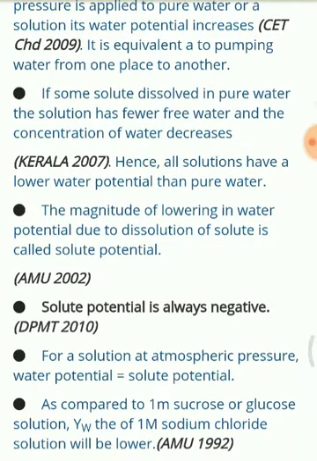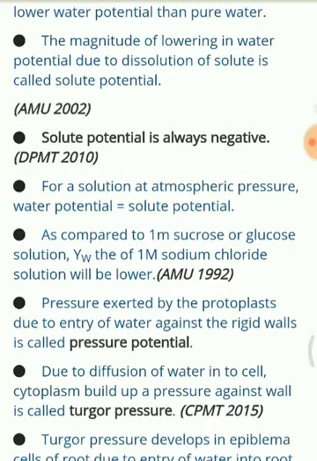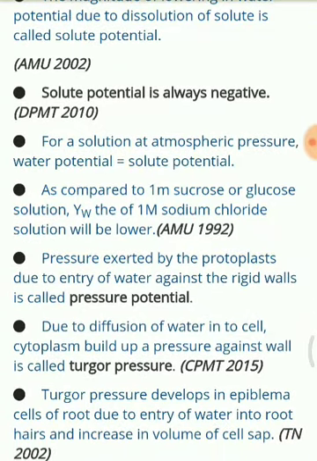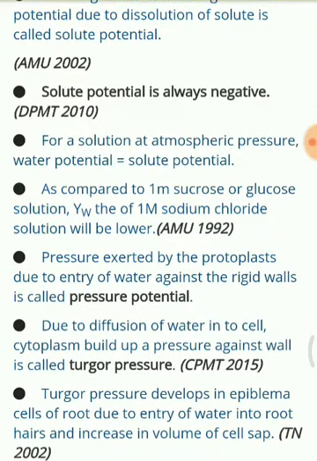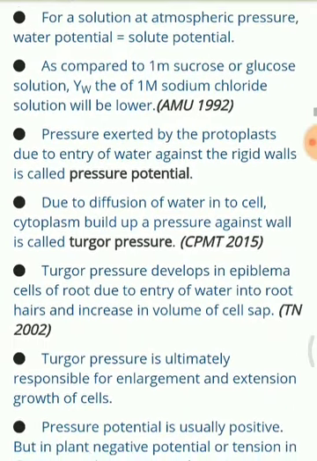The magnitude of lowering in water potential due to the dissolution of solute is called solute potential. Solute potential is always negative. For a solution at atmospheric pressure, water potential is equal to solute potential. As compared to a 1 molar sucrose or glucose solution, the water potential of a 1 molar sodium chloride solution will be lower.